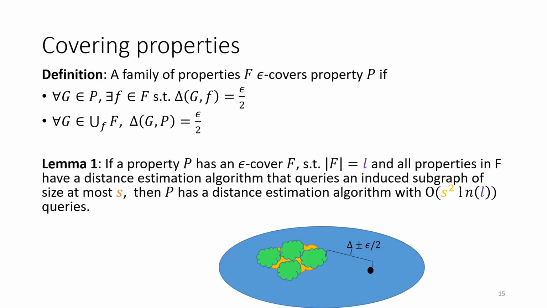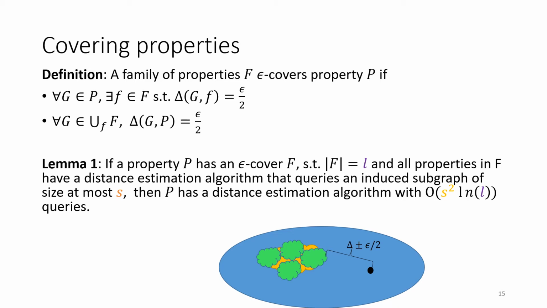As shown in the drawing, the graph is of distance delta to property P if and only if it is at distance delta plus minus epsilon over 2 of the property closest to it in F. Therefore, if we have distances from G to all properties in F, we could calculate the distance from G to P. This is formalized in Lemma 1. Note the logarithmic dependency on the size of the cover in the lemma.